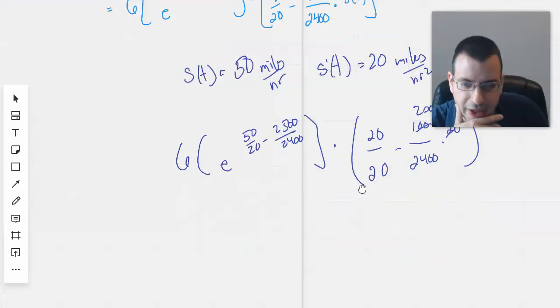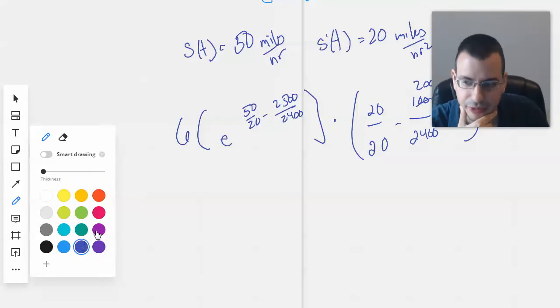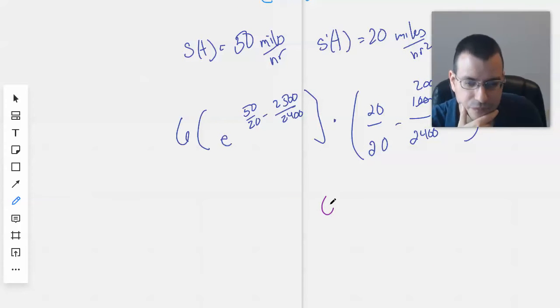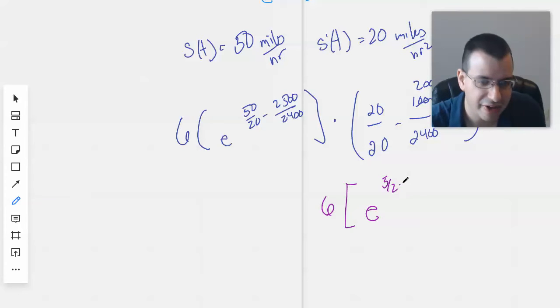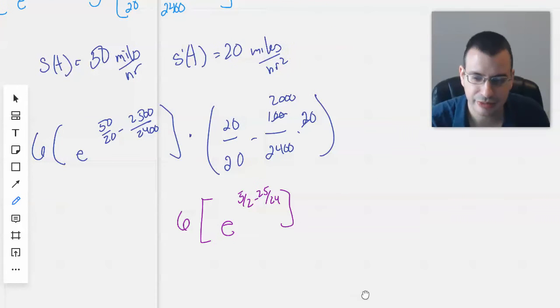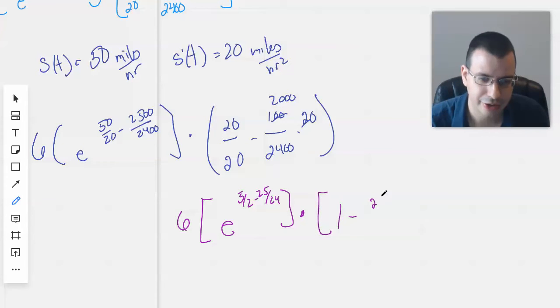I'm going to simplify things a little bit before I put it in the calculator. I'll probably just use Wolfram for this one. 5 halves minus 25 over 24. You can do this in the calculator. I just like Wolfram, and there's nothing really gained by showing you how to do this in the calculator. You can figure it out. And 20 over 24.